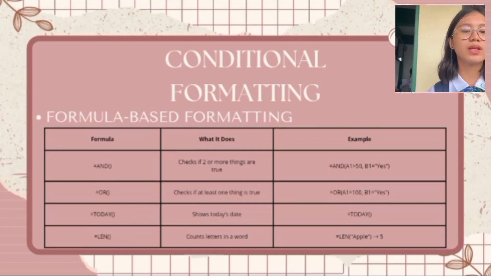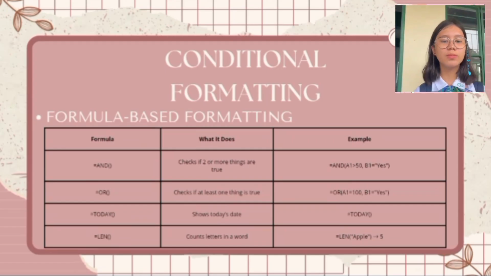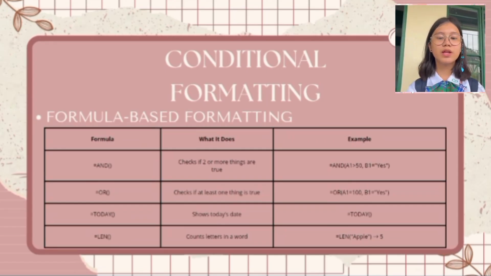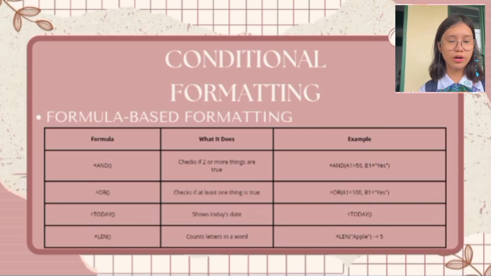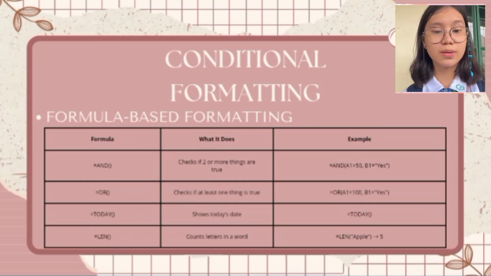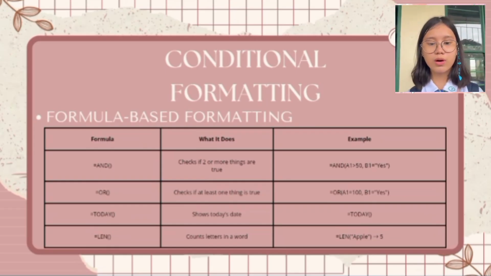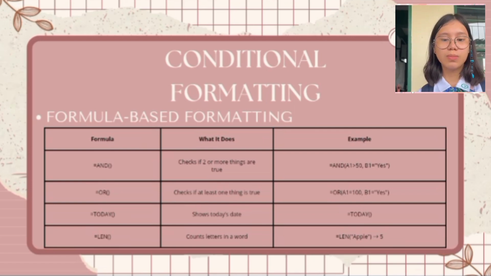The next one is =AND, checks if two or more things are true. For example, =AND(A1>=50, B1=yes). The next one is =OR, checks if at least one thing is true. =OR(A1=100, B1=yes).